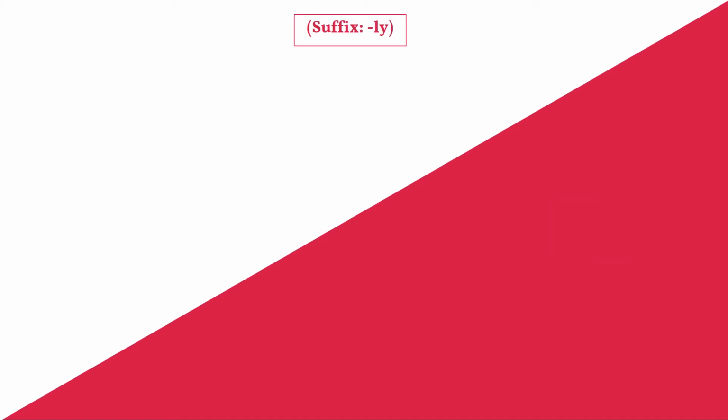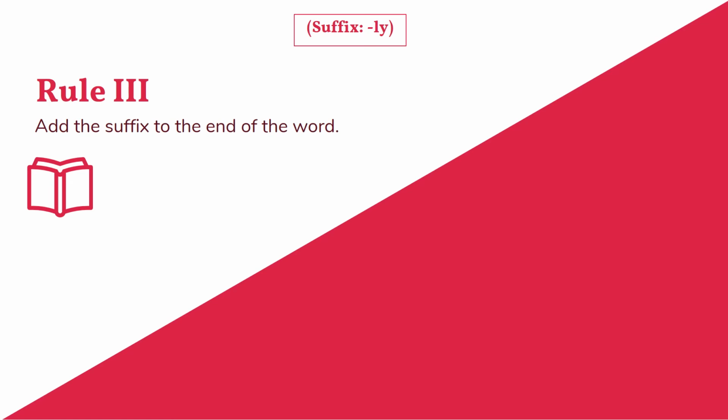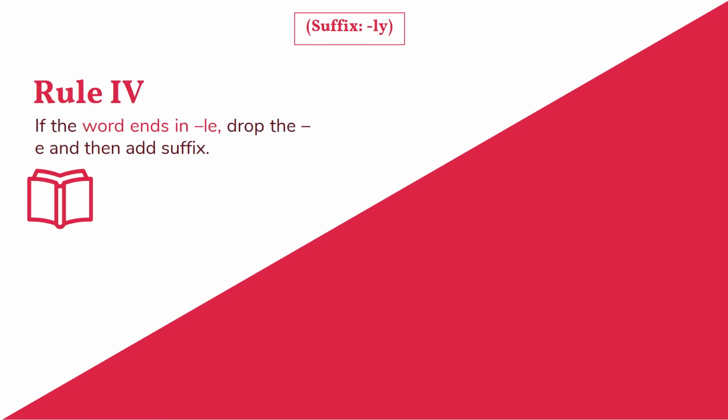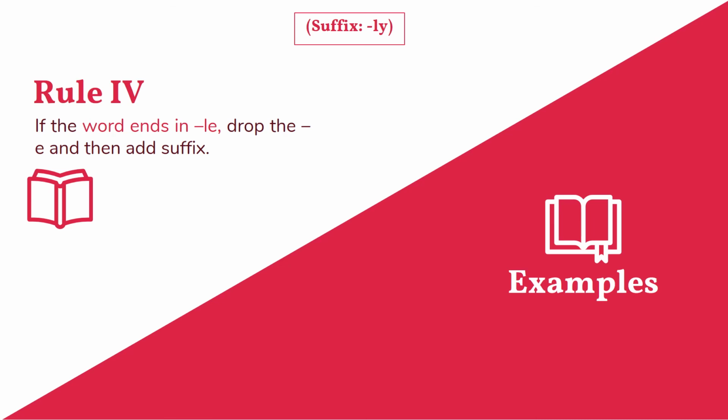Rule number 3, for the suffix ly, we simply add the suffix to the end of the word. Examples: slow, slowly, weak, weakly. But rule number 4 for the same set states that if the word ends in le, then we drop e and then add the suffix. As you can see, gentle, gently. The word ends in le, so we have removed e and added ly. Single, singly. Once again e is dropped and the ly suffix is added.